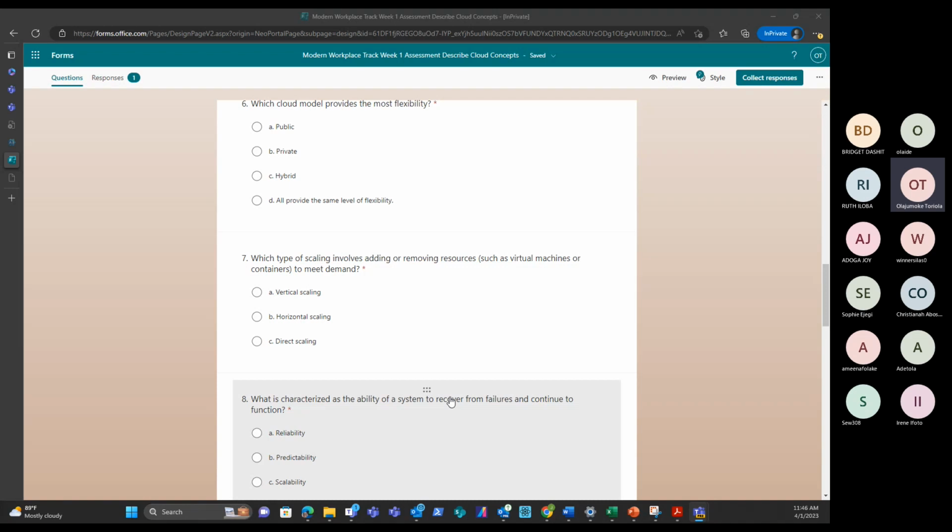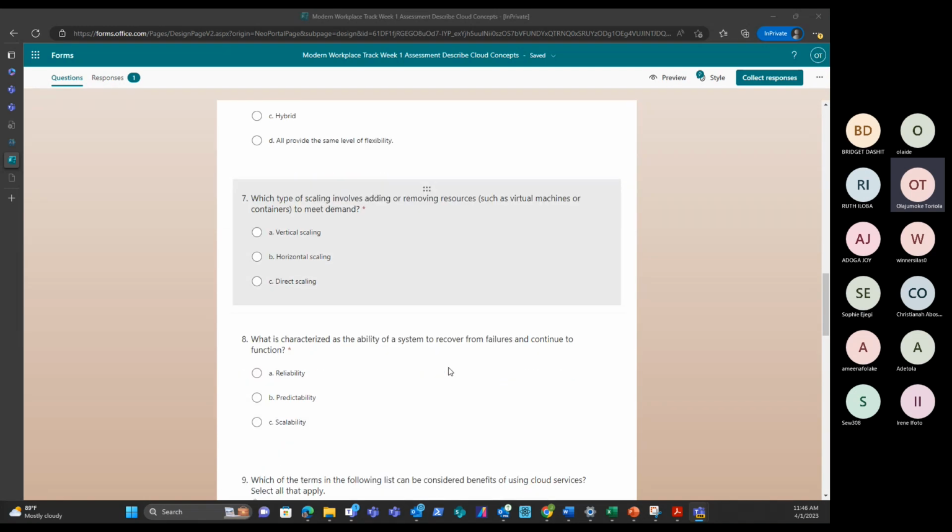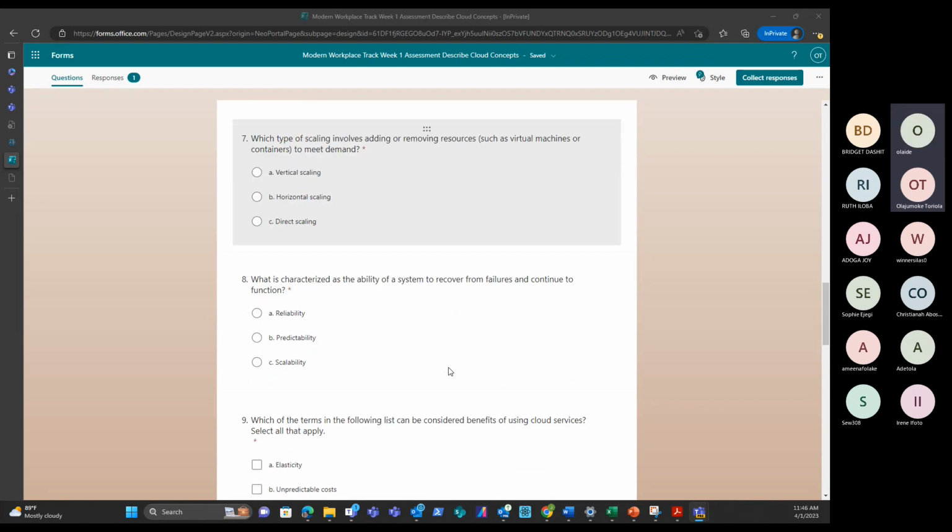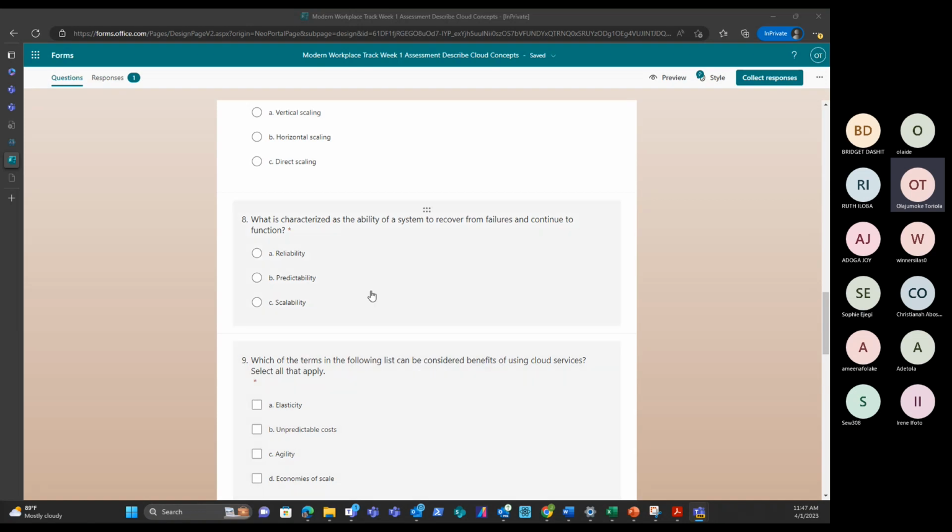All right. Okay, so I'm giving everybody a fair chance now because we all say we cannot see that, so everybody can answer. Now for question 8, what is characterized as the ability for a system to recover from failure and continue to function? Irene is the first person. What's the answer? A.